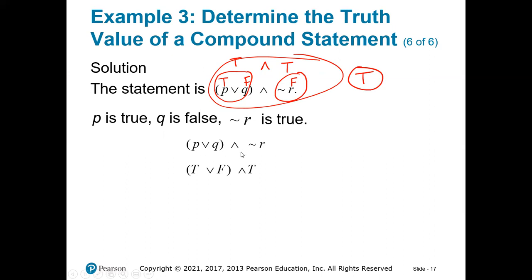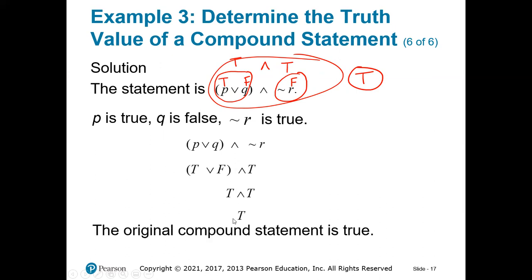So this is what we would like to construct. P is true, Q is false, and the negation of R is true. Why? Because R itself is false, and the negation of false is true. Now, true or false is true, true and true is true. So the final answer is true. So the original compound statement is true. So if you know the truth value of those simple statements, and if those simple statements are put together in a compound statement, it's easier to tell the final truth value of the whole compound statement.